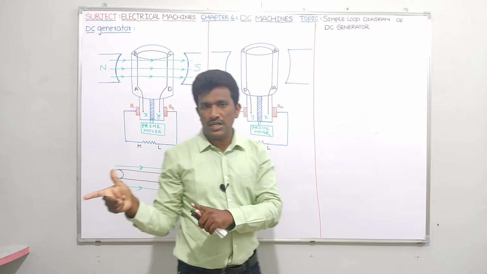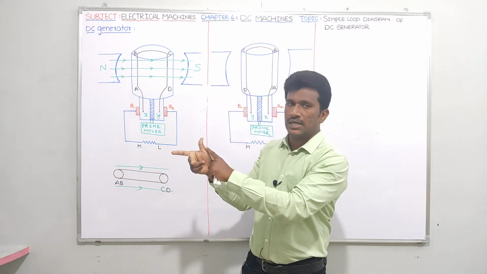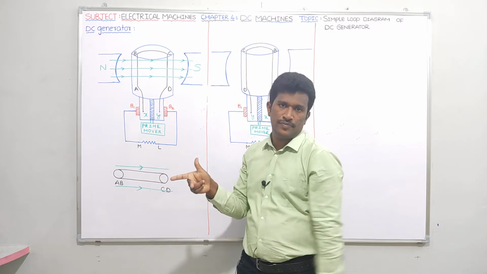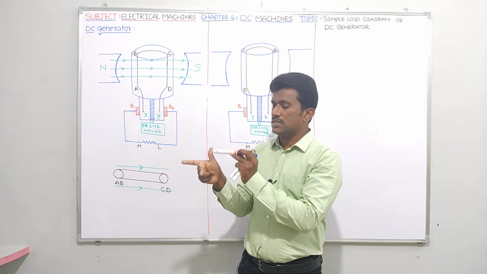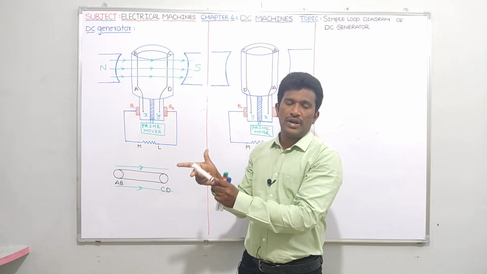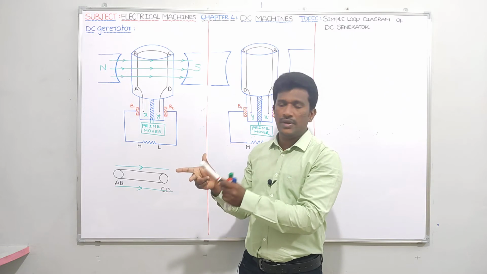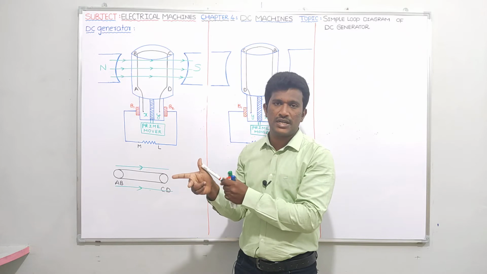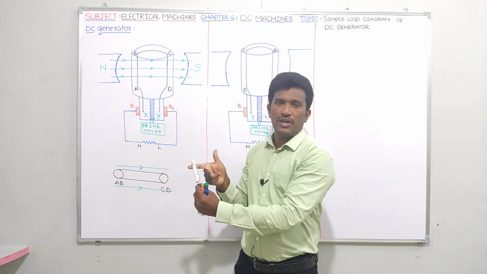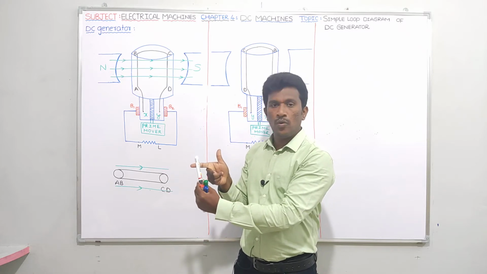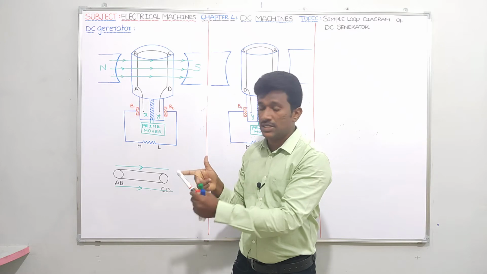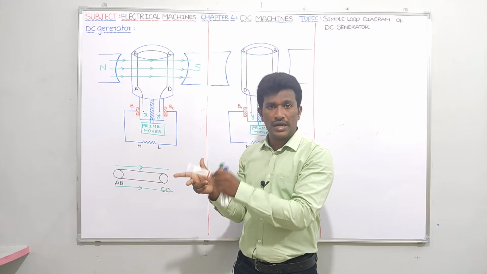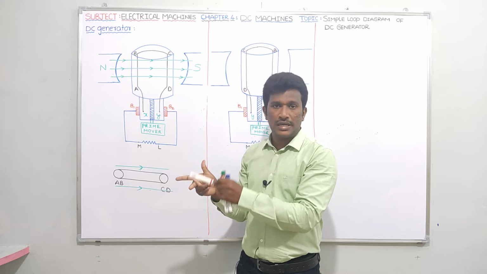See, generator is what you are saying: when a moving conductor cuts the magnetic field, an EMF is induced in that conductor. Thumb means what I said? Direction of motion of the conductor, which indicates mechanical energy. Forefinger means direction of magnetic field, or I can say magnetic energy. Center finger or middle finger means direction of EMF or current induced, nothing but electrical energy.